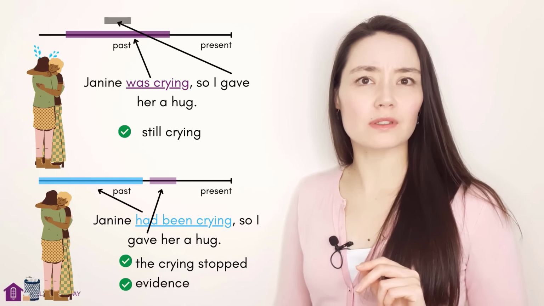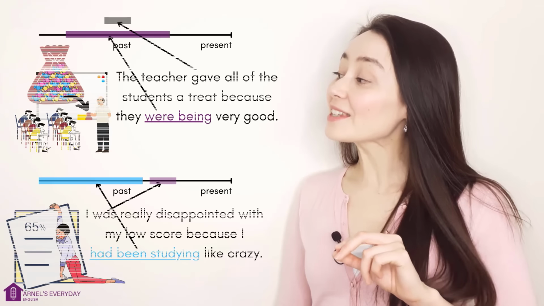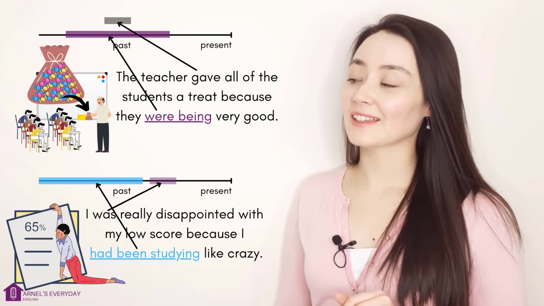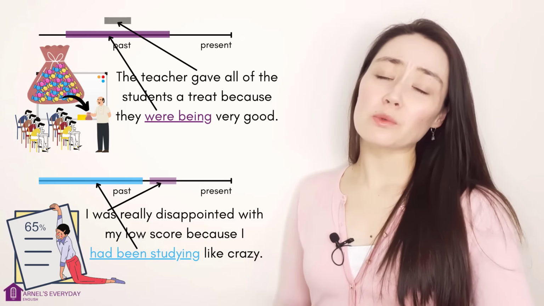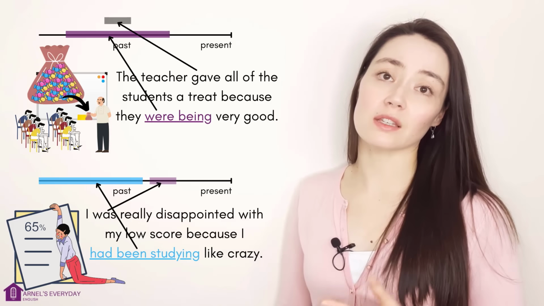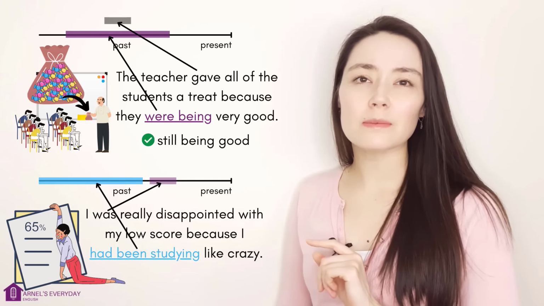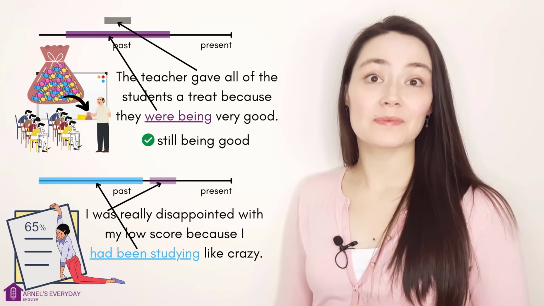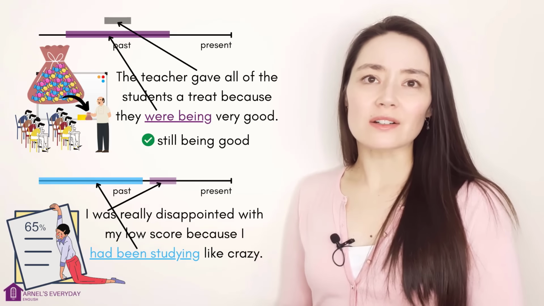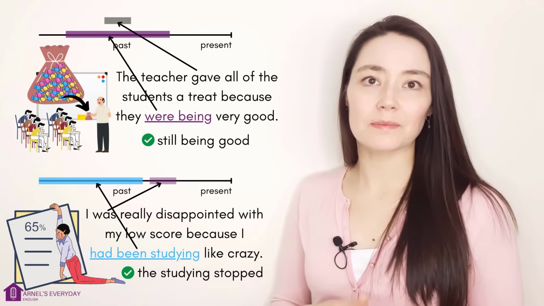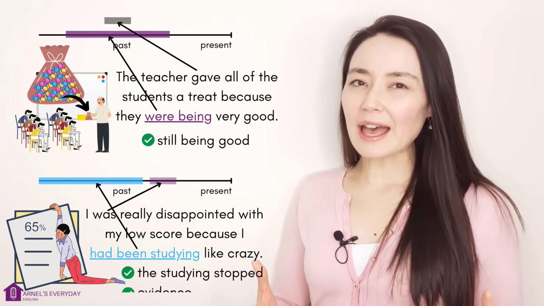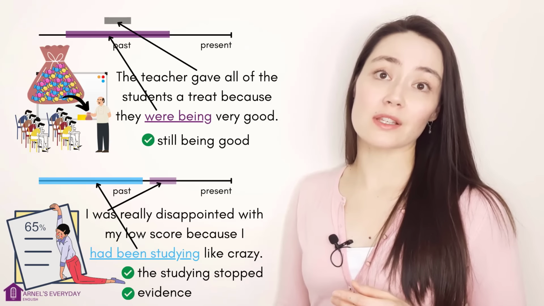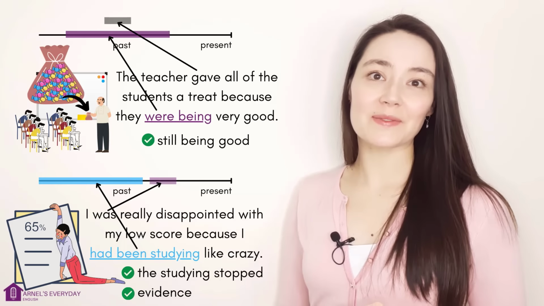Let's compare two more examples. The teacher gave all of the students a treat because they were being very good. I was really disappointed with my low score because I had been studying like crazy. At the same time, maybe the teacher was giving the students a treat while they were studying. In the second example, it's clear the studying is done. I had my exam. What evidence do I have? The disappointment. If you had been studying like crazy, you would also be disappointed.